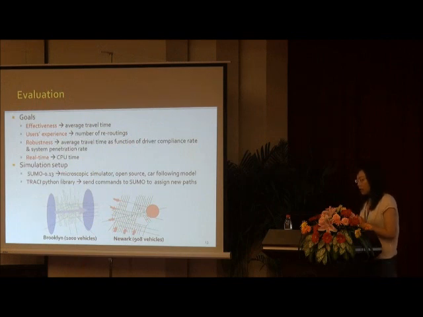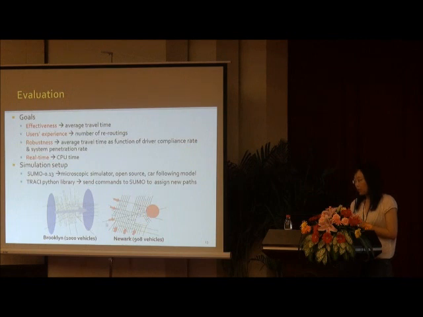Our evaluation is performed on 2 networks. We use an open source simulator called SUMO, based on car following models. Then we use this Python library to send commands to SUMO to assign a new path. Our goal is to evaluate the average travel time, the number of rerouting, and also the driver's compliance rate, system penetration rate, and the CPU time.